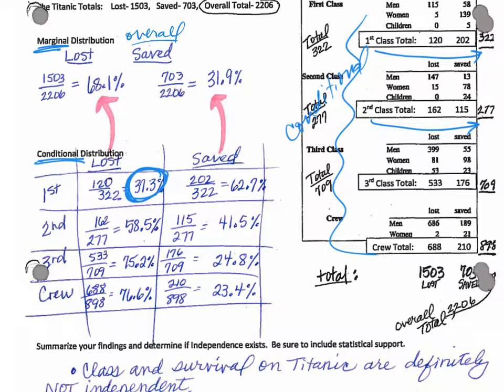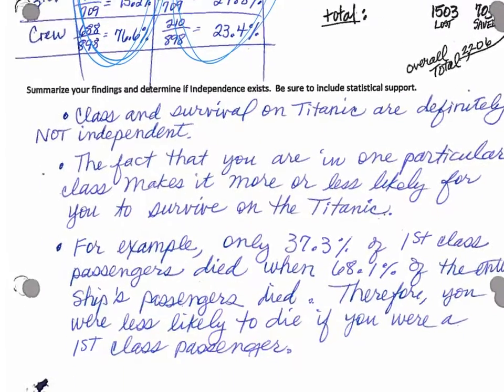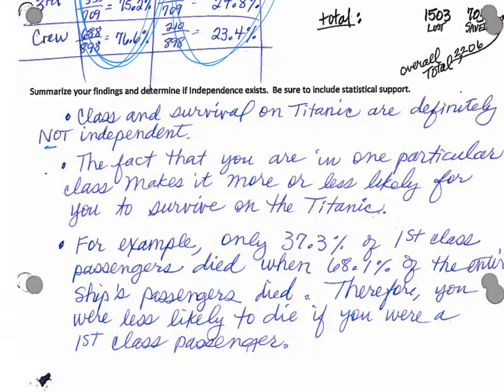Again, for independence, you compare conditional to marginal. So I'm going to compare any of these down here in the lost to the overall lost. Compare all of these conditional to the overall saved. So definitely they are very different. Therefore, conclusion. First thing first, not independent. Tell me what that means in layman's terms.